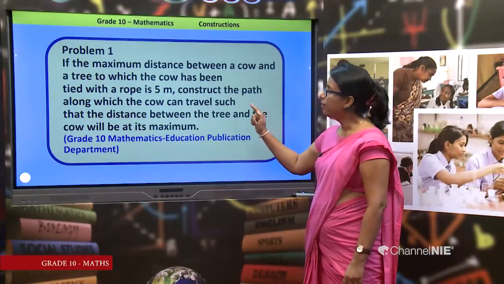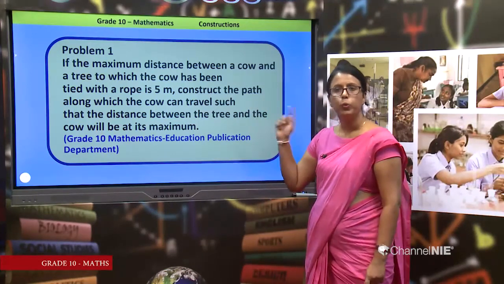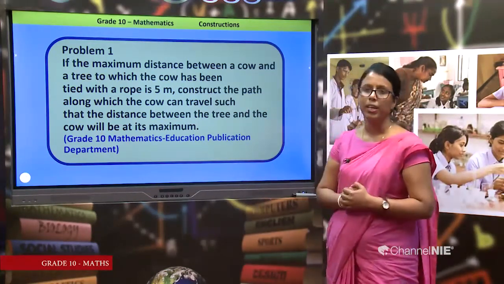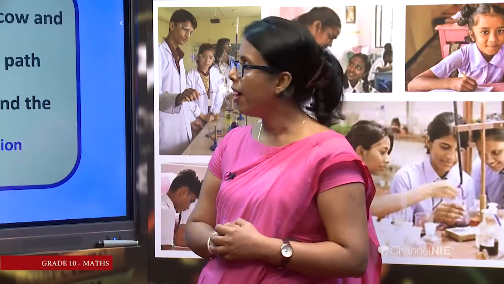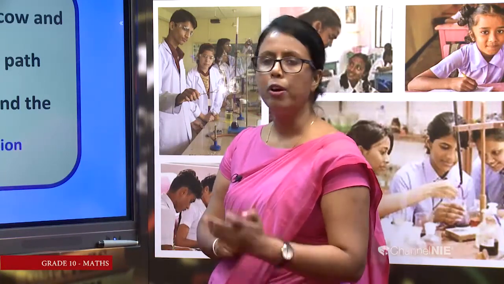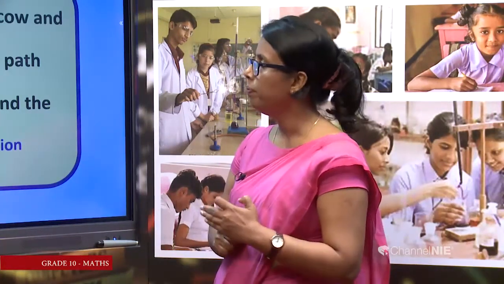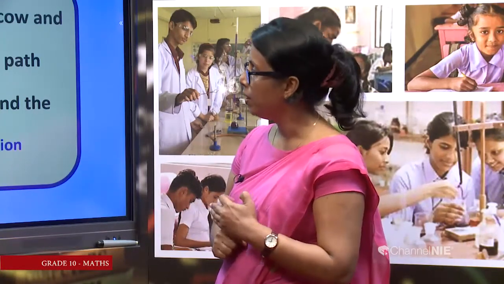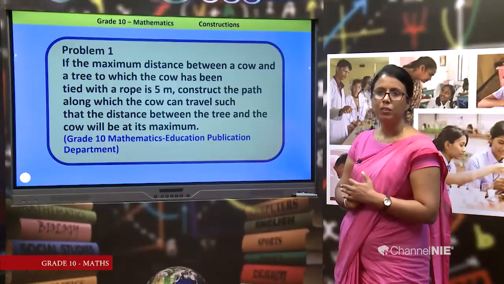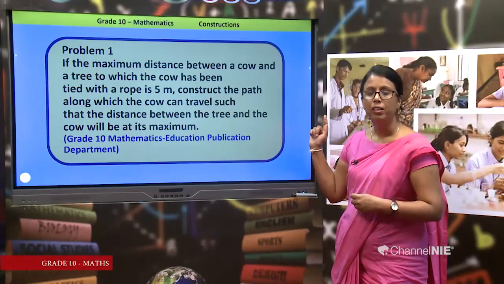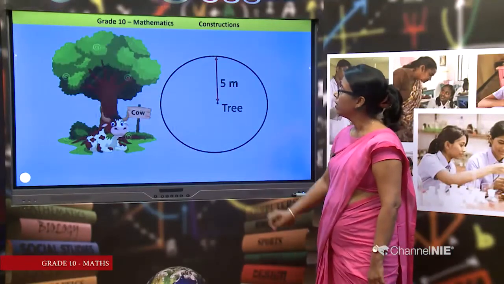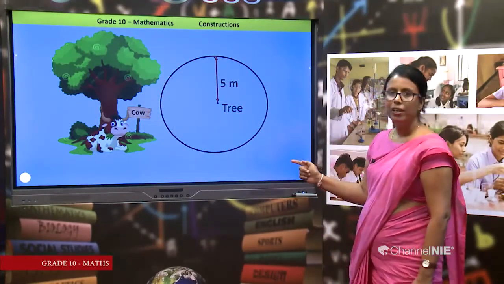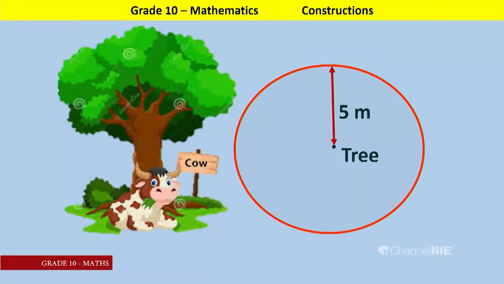So, there is a point as tree. You have to mark a point as tree. There is a distance of 5 meters, 5 meters away from the tree. So, the maximum distance that the cow can move is 5 meters. That means it can be the first locus we learned. Let's try. Tree, 5 meters away from the tree. So, what is this locus? That is a circle.